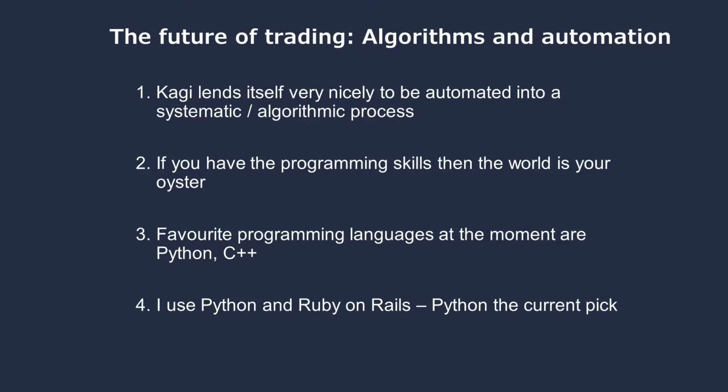Kagi lends itself very nicely to be automated in a systematic algorithmic process. Now, the future of trading is already starting to evolve, and that does involve a lot of programming, coding, automation. We're seeing more and more of the flow in the marketplaces across all asset types turning to this way of trading, so it's becoming more and more important. So if you've got those skills, the world is your oyster.